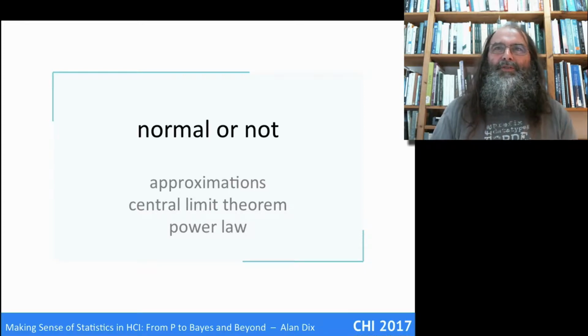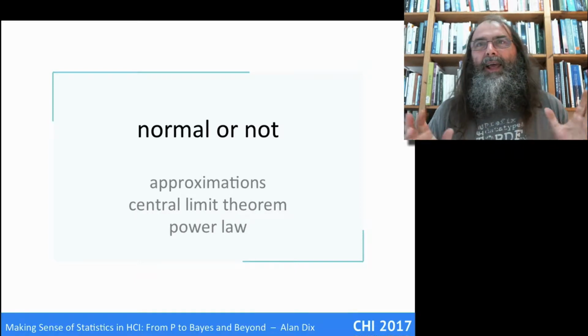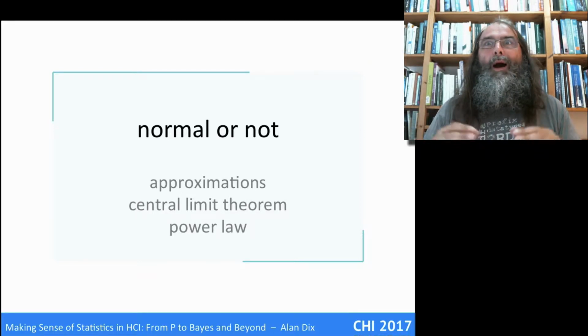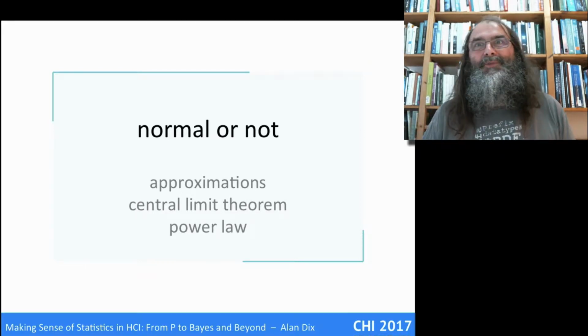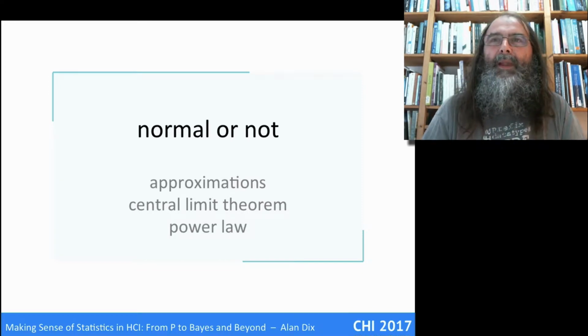You've probably all heard of the normal distribution, and you can't get away in statistics without having heard about the normal distribution. If you're a teacher, you might have been asked, why aren't your marks distributed normally? That happens in exam boards up and down the country.